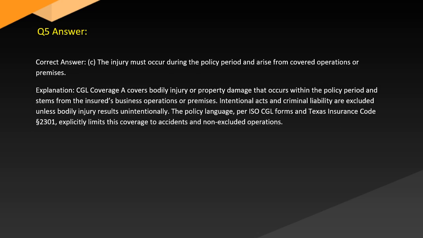Answer. Correct answer, C. The injury must occur during the policy period and arise from covered operations or premises. Explanation. CGL coverage covers bodily injury or property damage that occurs within the policy period and stems from the insured's business operations or premises. Intentional acts and criminal liability are excluded unless bodily injury results unintentionally. The policy language per CGL forms and Insurance Code SS explicitly limits this coverage to accidents and non-excluded operations.